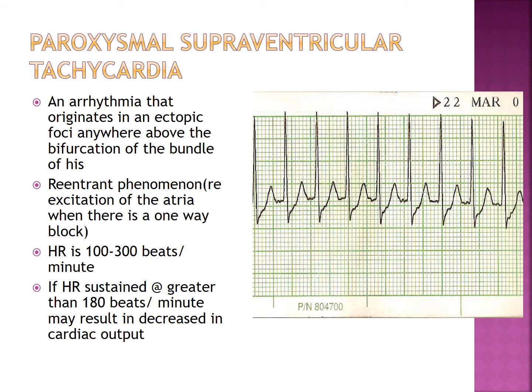Now we have paroxysmal supraventricular tachycardia. SVT just means that the impulse is generated above the ventricle, so we're going to have a narrow QRS complex. Paroxysmal just means that it comes and goes. So this patient may have occasional bursts of a tachycardia, and this can be anywhere from 100 to 300 beats per minute. If it goes greater than here it says 180, in some textbooks it says 160. It may result in decreased cardiac output.